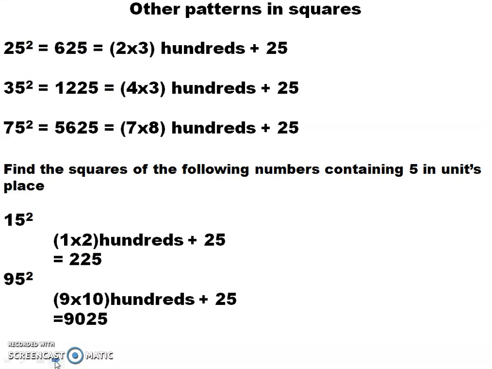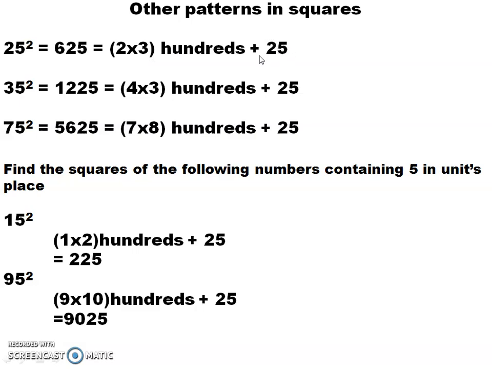Other patterns in squares. Now, here we are discussing the numbers which end in 5. See, 25, 35, 75, 15, 95, etc. Here all the numbers are ending with 5. So, how will you find the square of such numbers? Students, can you tell me what is the square of 5? 5 square is 25.